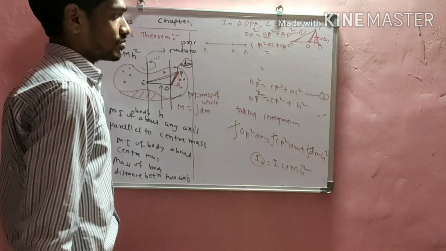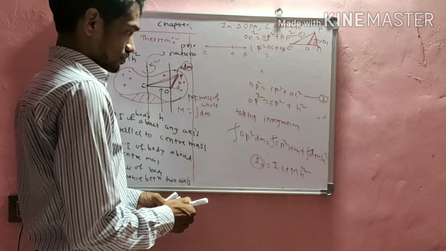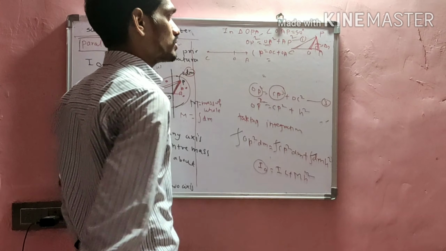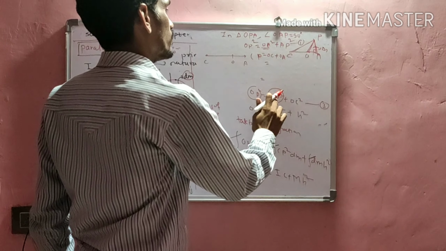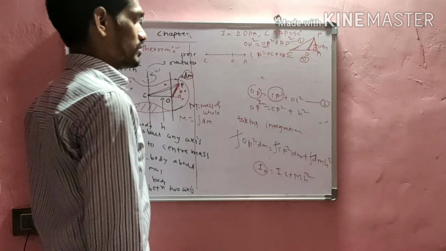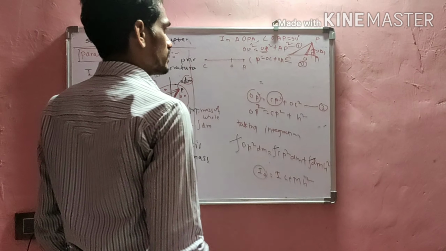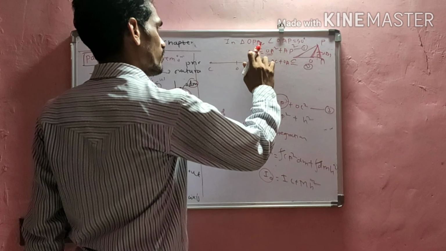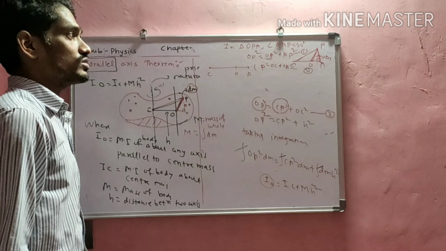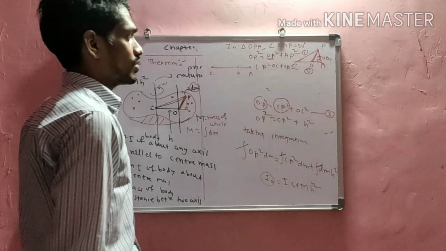Okay, students? But we want to end up on CP. So put that value over here. Give equation number second. Next we get the CP, we get the OP. What about OC? How to get OC?